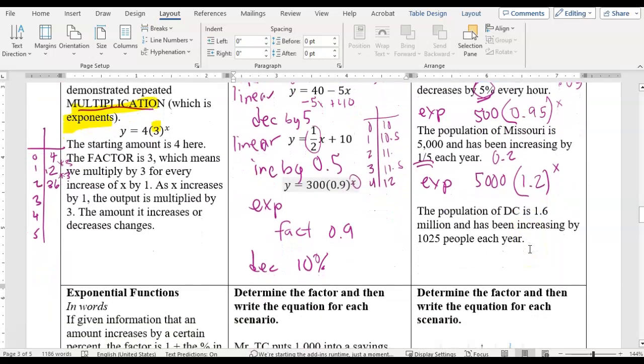The population of DC is 1.6 million and has been increasing by 1,025 people each year. So 1.6 million plus 1025x, right? It's increasing by that same number of people each year.